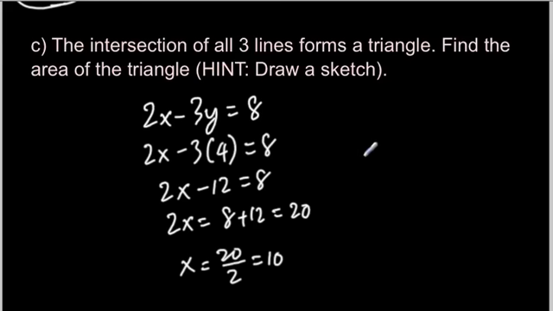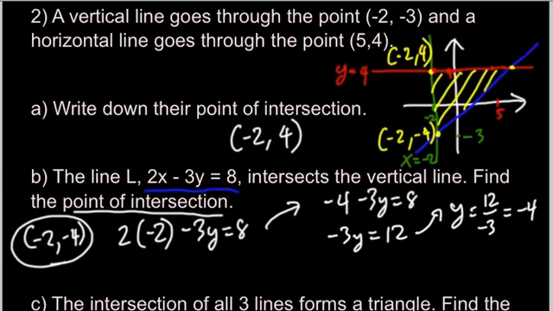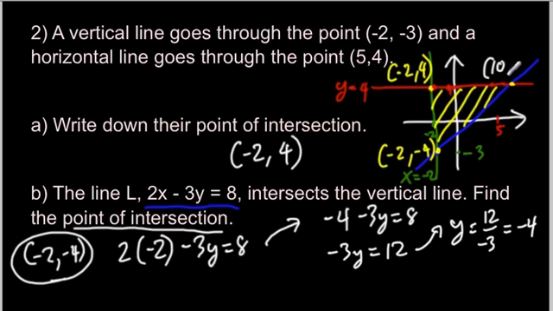So our point of intersection is 10 comma 4, right? 10 comma 4. So in other words, this point right here is 10 comma 4.